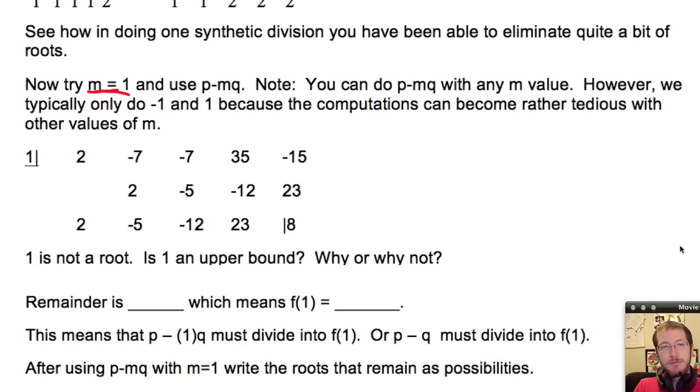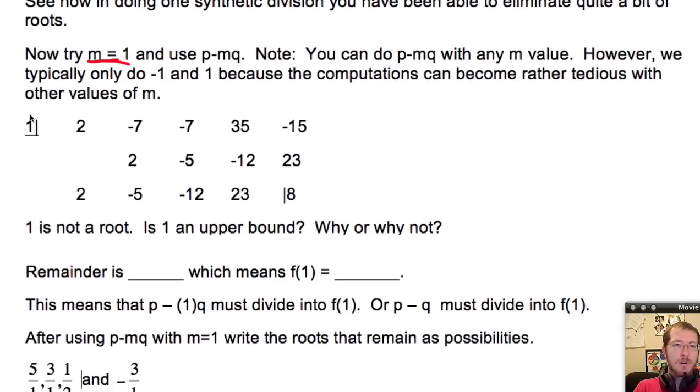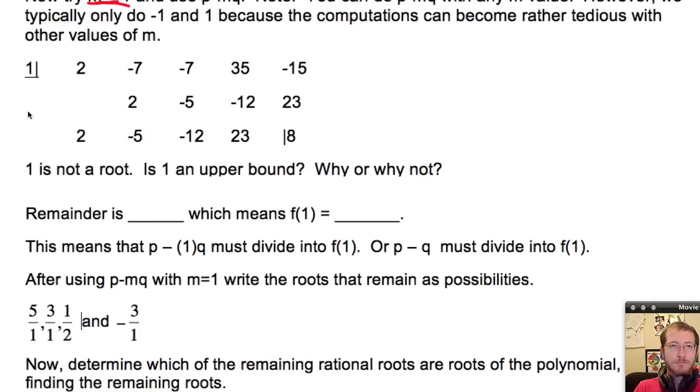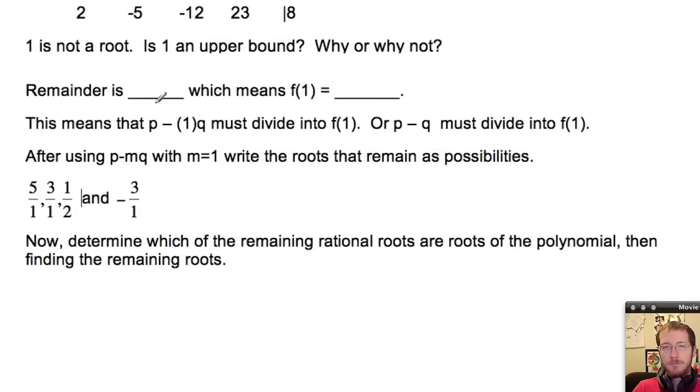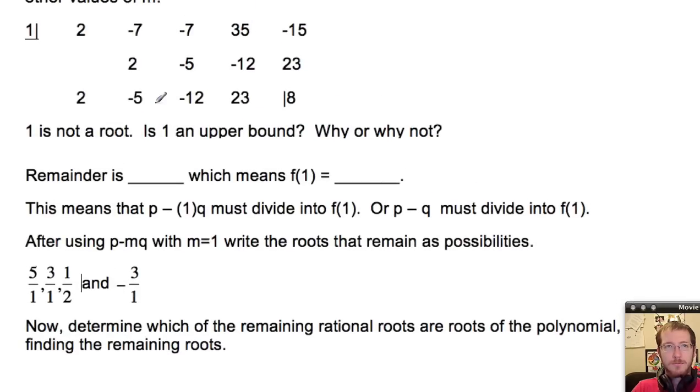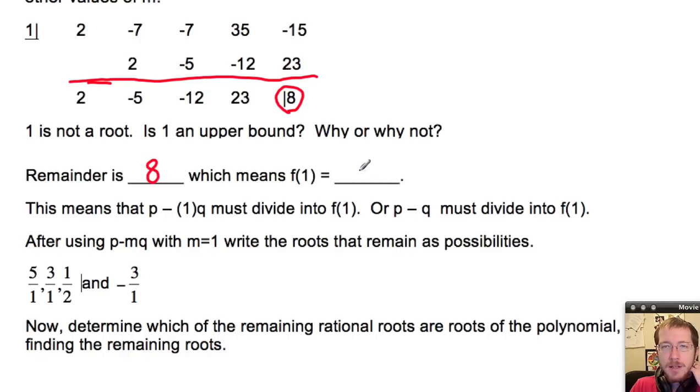Let's see what f of 1 is. So synthetic division, where our c is 1. Alright, so our c is 1. Synthetic division is already done for us for the sake of the video. Then we get 8 as our remainder. So the remainder is 8, f of 1 is 8, according to the remainder theorem. So p minus q must divide into, or must be a factor of 8.